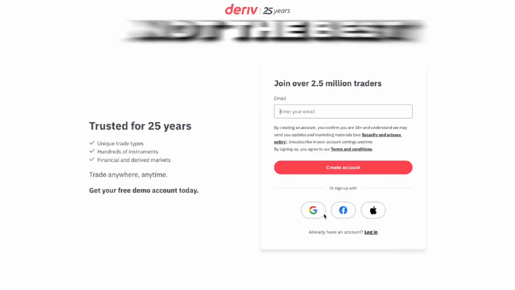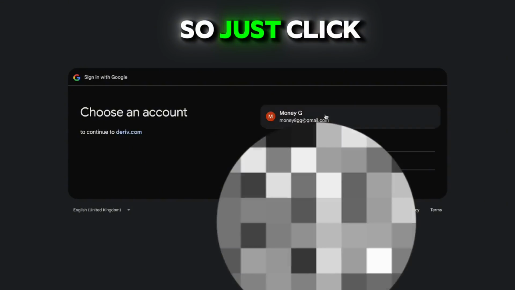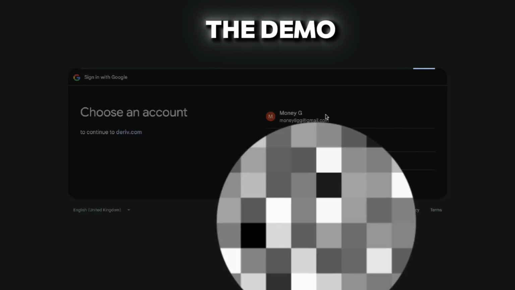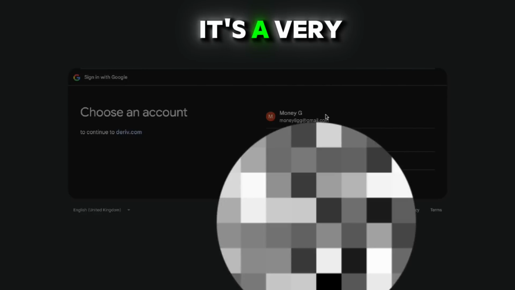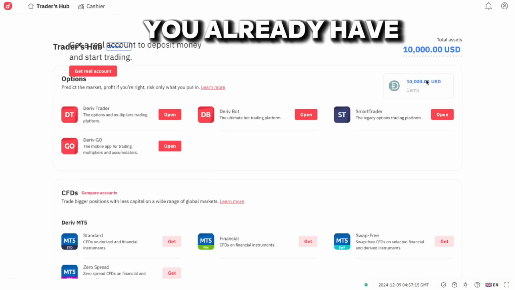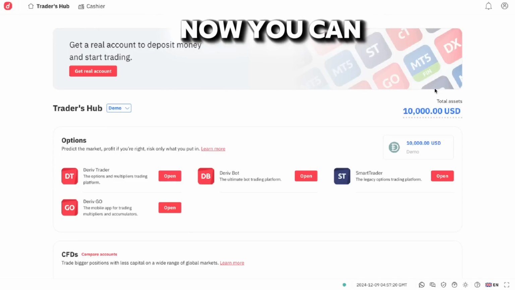But that is not the best way. For me, I always prefer you use Gmail. So just click on your Gmail account, and then it will go to the demo account. It's a very, very easy process for you to do. So you see, you already have 10,000 in demo. And with this now, you can start trading.